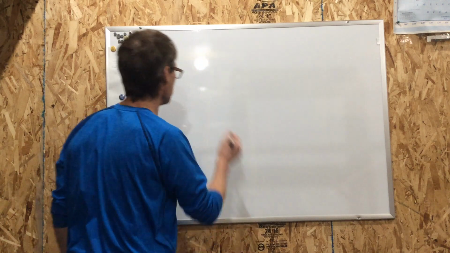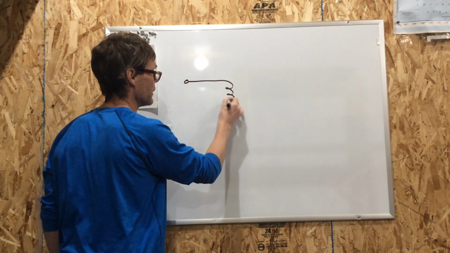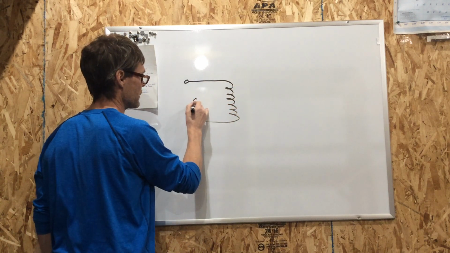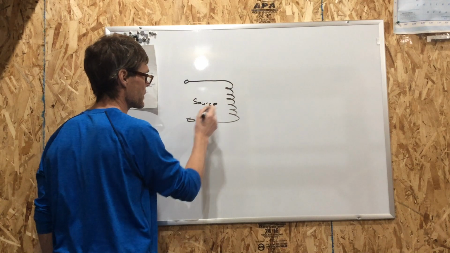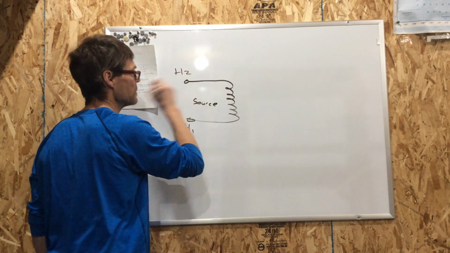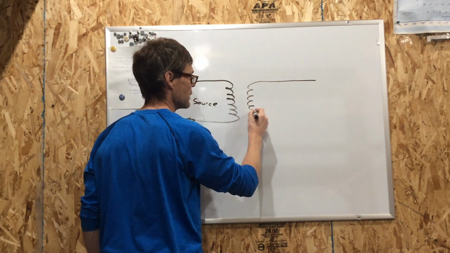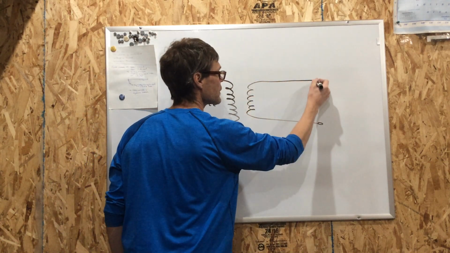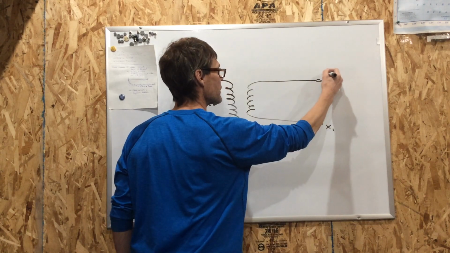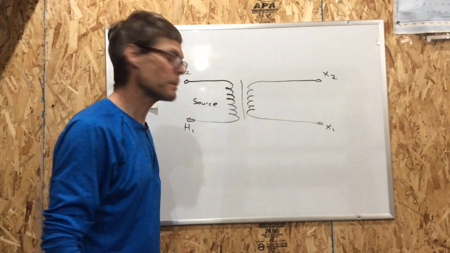It's a bad day. So if we take a look at our high side, and our high side is going to be our primary, it's going to be our source, H1, H2, and let's say we take our low side over here. I'll just put X1 there, X2 right there. There's a core isolation transformer.